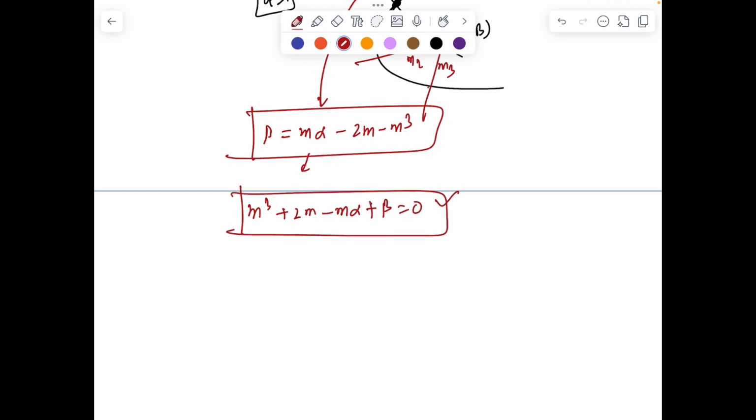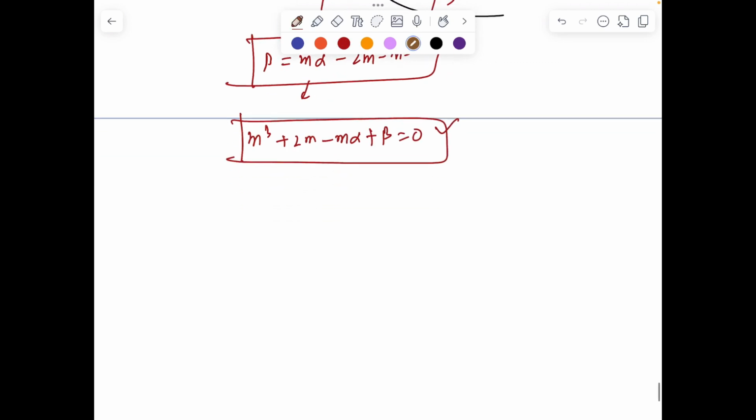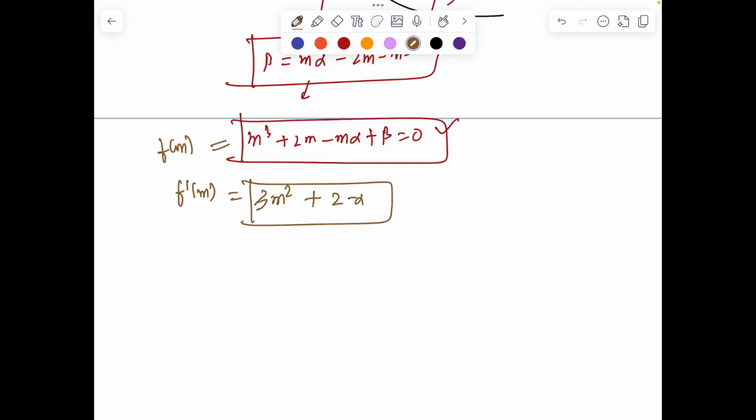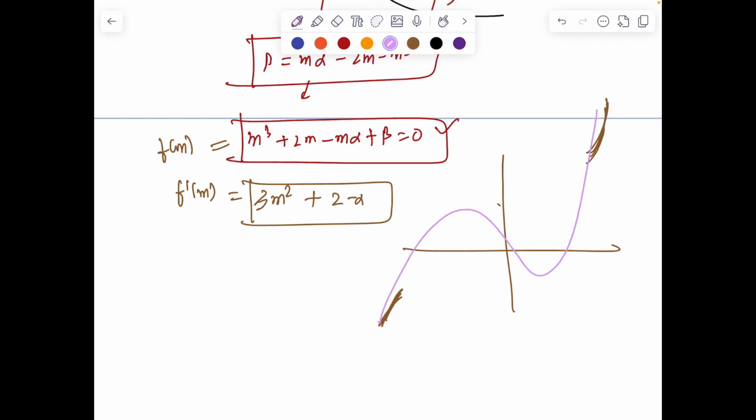Now for this cubic to give 3 distinct roots, since we know, if I define this to be a function f of m, the derivative f dash m is going to be 3m square plus 2 minus alpha. And since as m tends to infinity, the function will go to infinity, and as m tends to minus infinity, it will go to minus infinity because of its end behavior, the function has to do something like this to get 3 different answers, let's say m1, m2, m3.